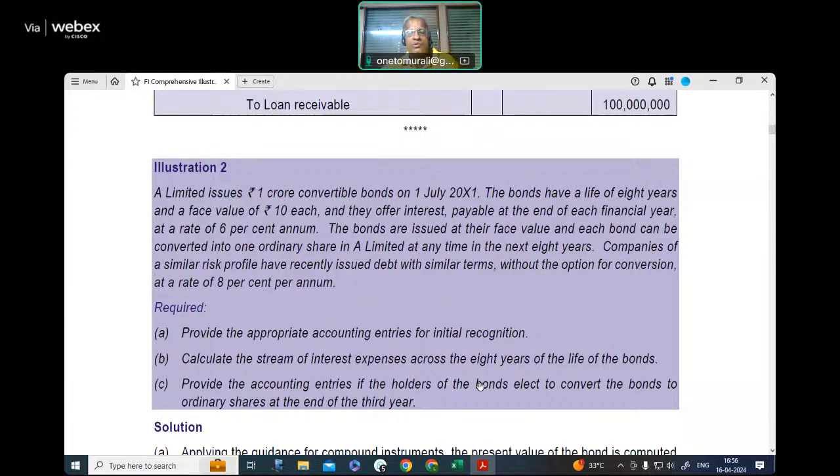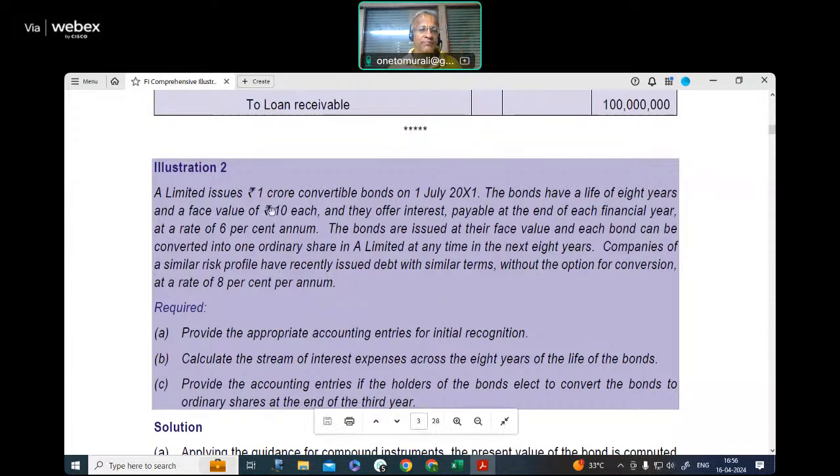The bonds are issued at their face value, and each bond can be converted into one ordinary share in A Limited at any time in the next 8 years. Companies of a similar risk profile have recently issued debt with similar terms without option of conversion at 8% per annum. Provide the appropriate accounting entries for initial recognition. Calculate the stream of interest expense across the 8 years of the life of the bonds. Provide the accounting entries if the holders of the bond elect to convert the bond to ordinary shares at the end of the 3rd year.